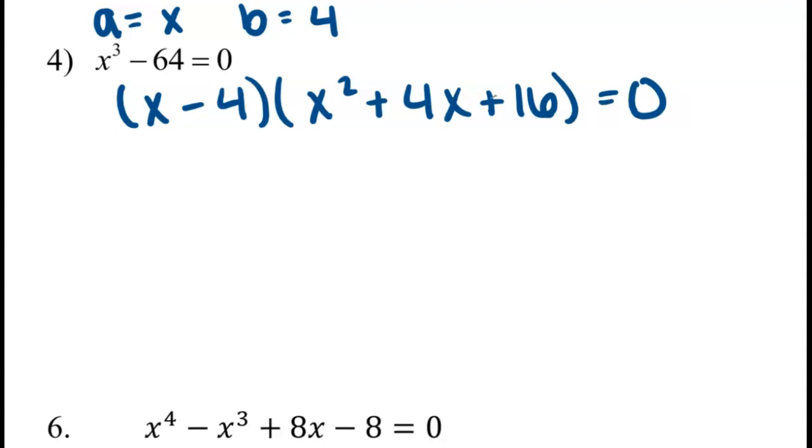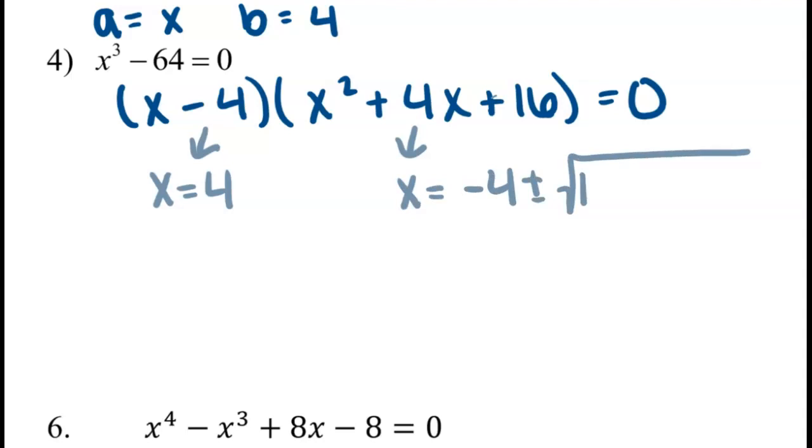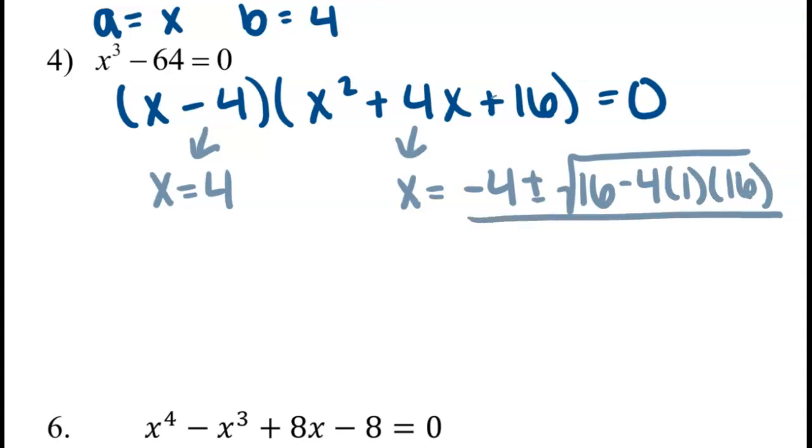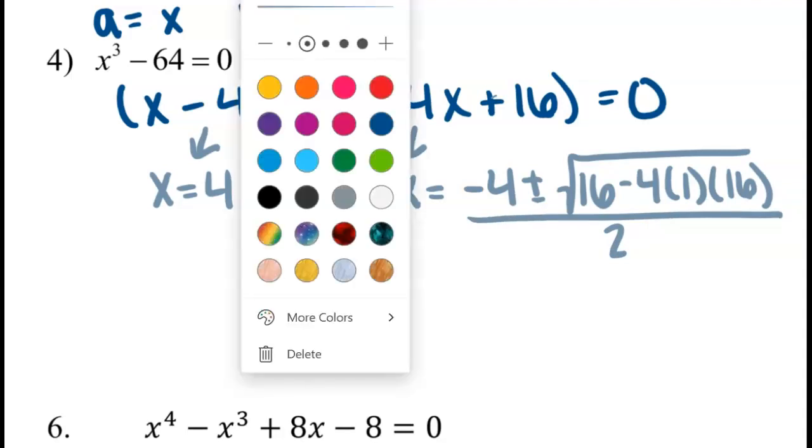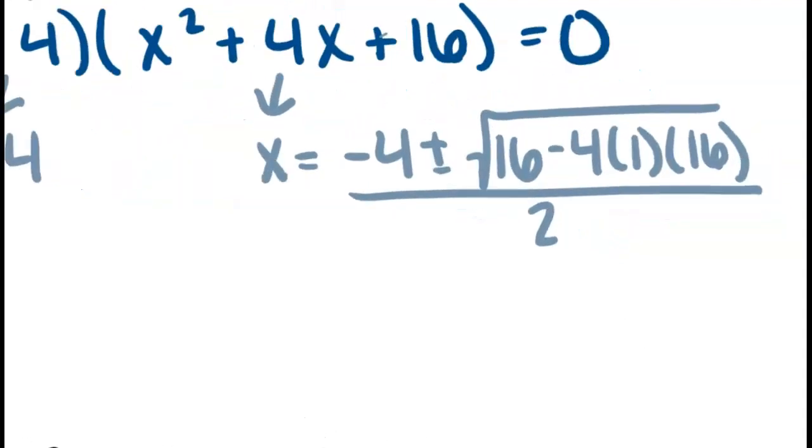Now this doesn't factor. I can't think of two numbers that multiply to 16 and add to 4. I've got 1 and 16, and I've got 4 and 4. None of those add to 4. So to solve, I know I'm setting this equal to 0, so I have x equals 4. But for this, I've got to use that quadratic formula. So x equals opposite of b plus or minus the square root of b squared minus 4 times 1 times 16 all over 2 times a, but in this case, a is 1.